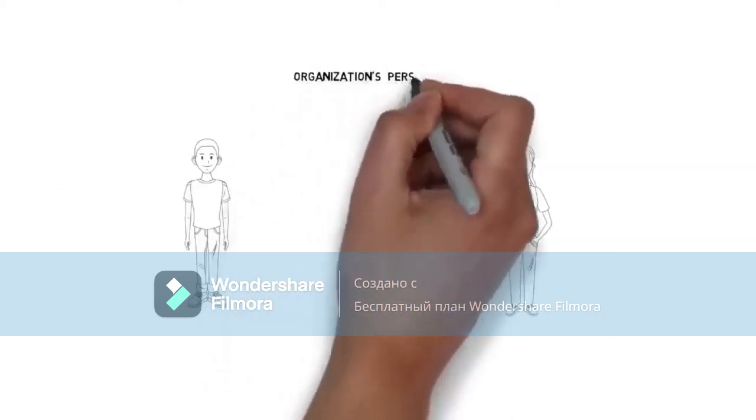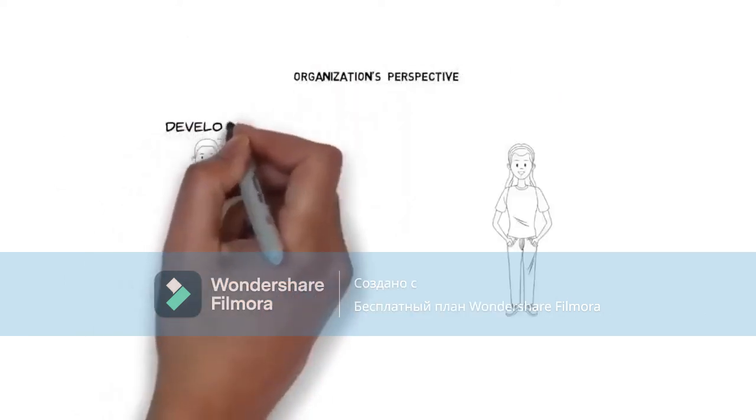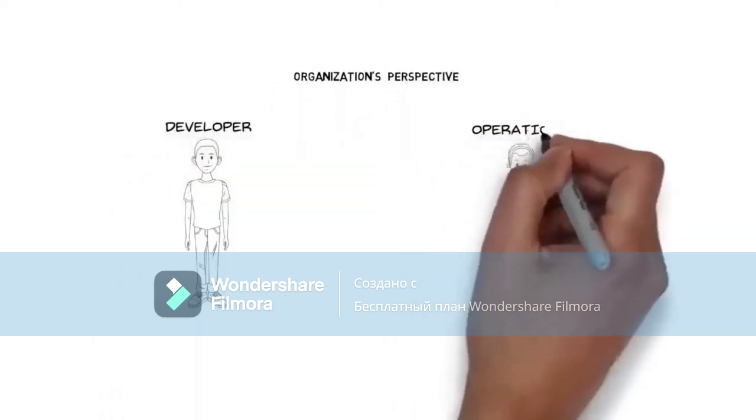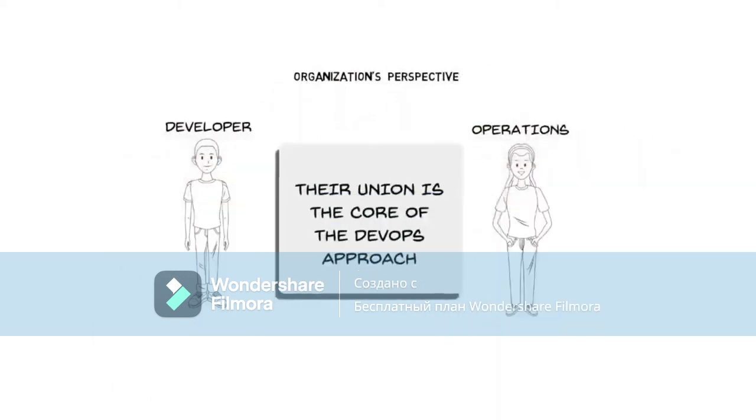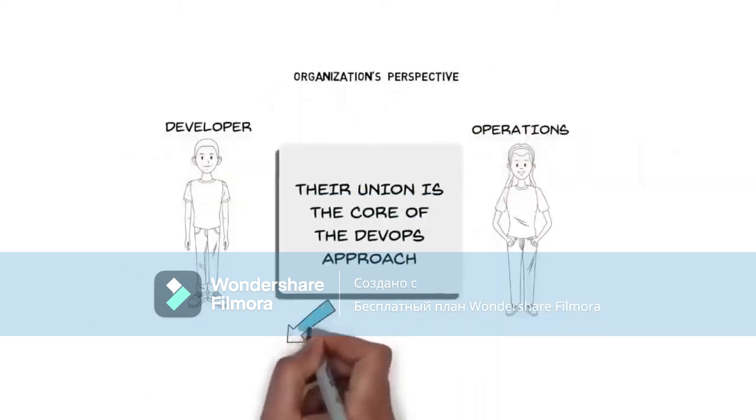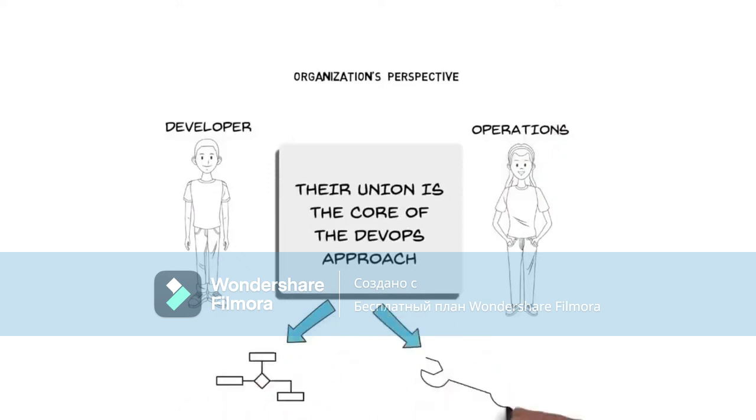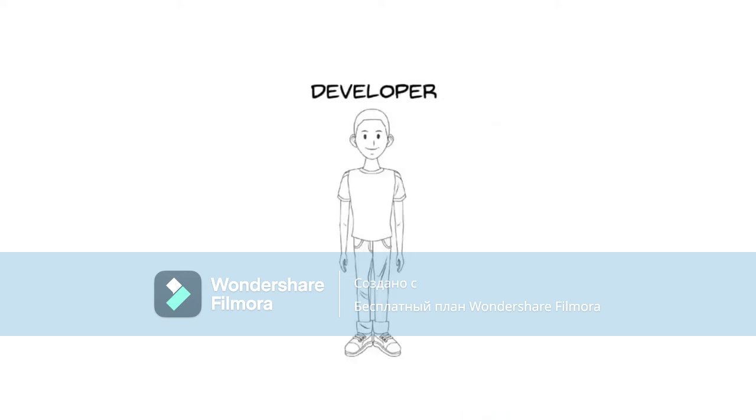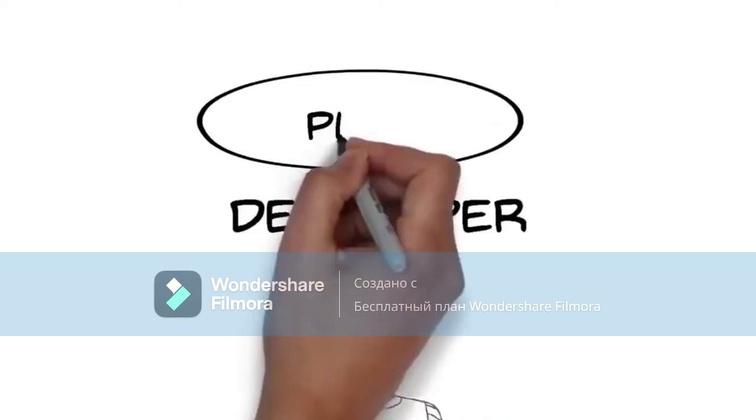From an organization perspective, Tim would be the developer, while Mia the operations. Their union is the core of the DevOps approach. DevOps has several stages and a set of tools to automate each of these stages. Let's have a look at these. Tim first puts down a plan. In terms of software, this could mean deciding on the modules and the items to use.